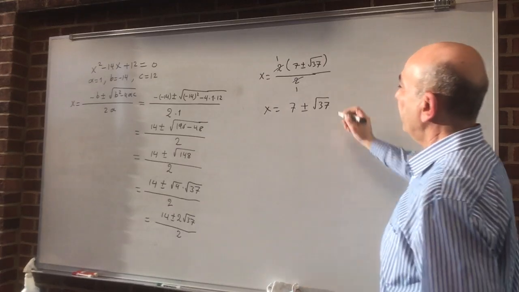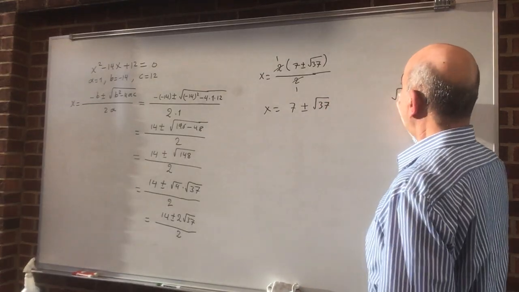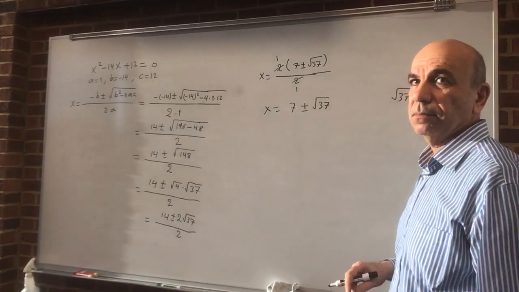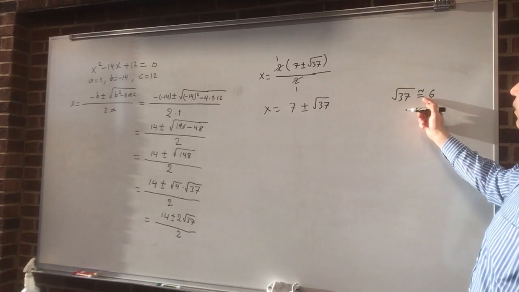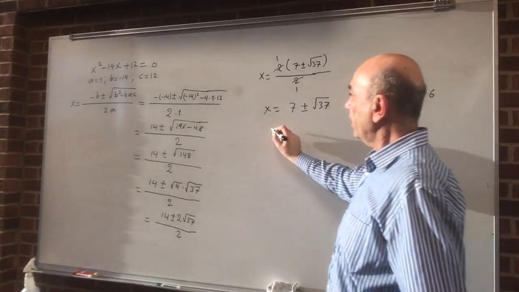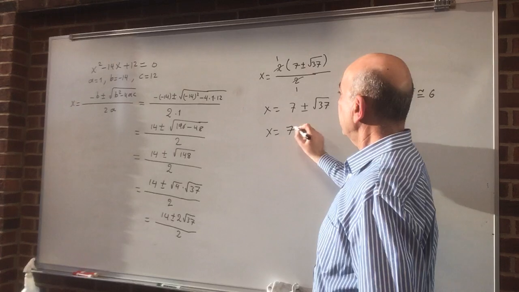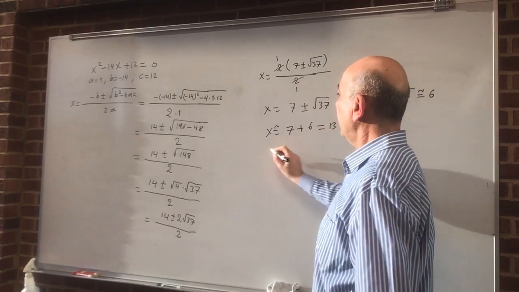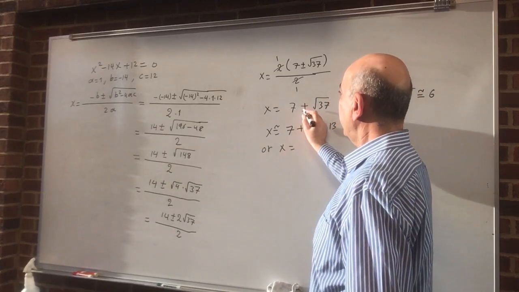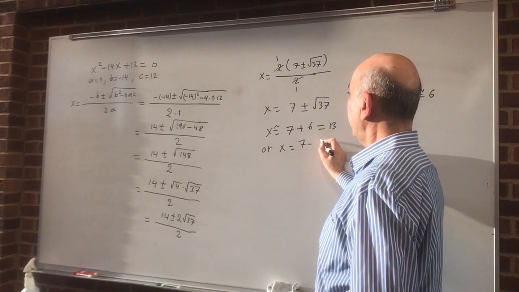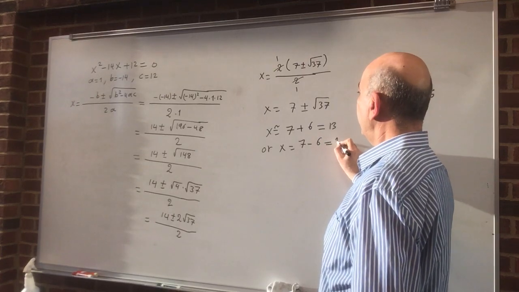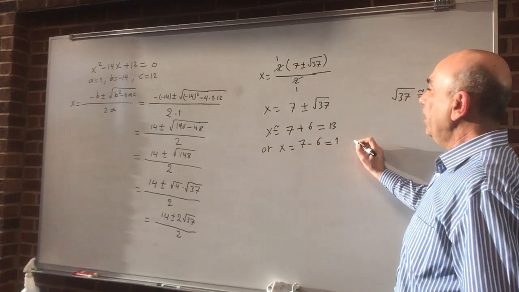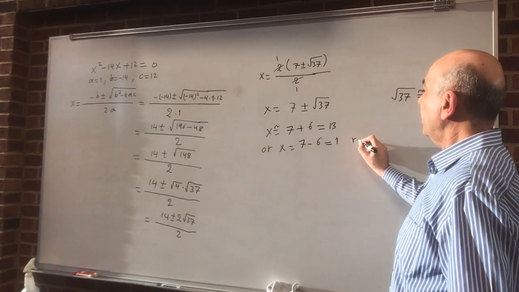Here root 37 is approximately equal to 6 point something, say 6. So x equals 7 plus 6, which equals 13, or x equals 7 minus 6, which equals 1. But x equals 1, we reject the solution.